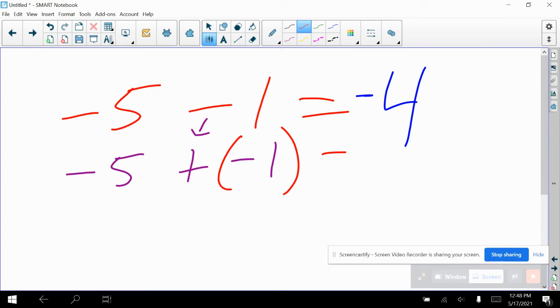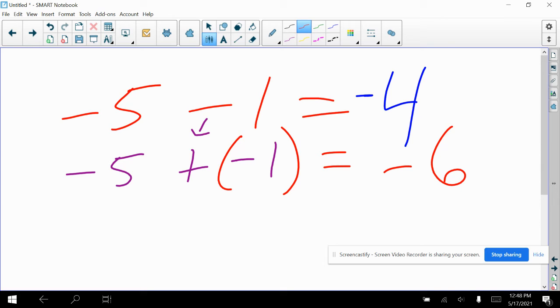So now our answer here is not -4. That would be a -6. You're adding two negatives. Yes or no? Yes? Because when adding two negatives, sometimes you want to make it a positive or do something else.